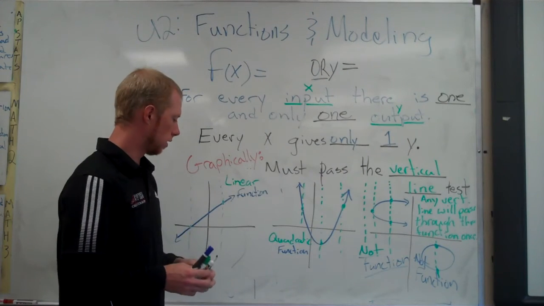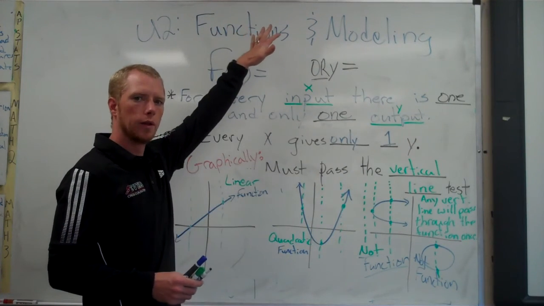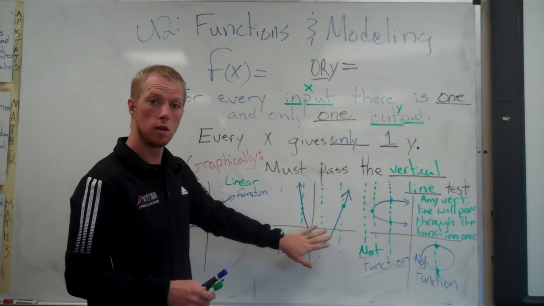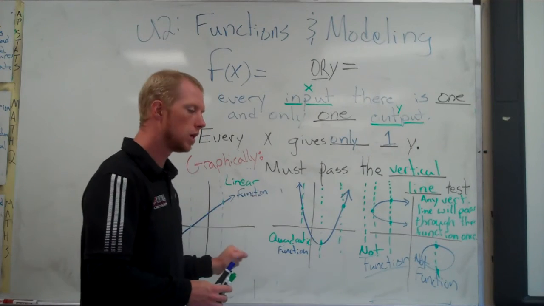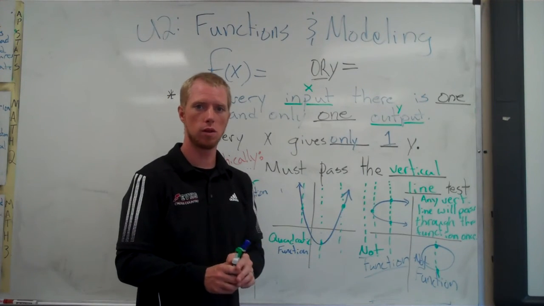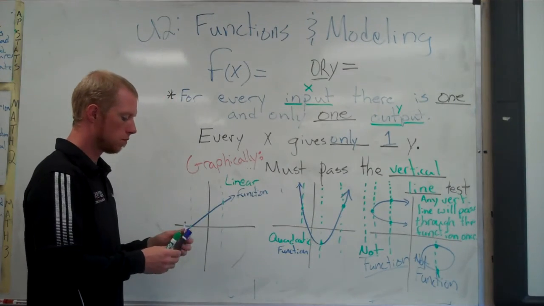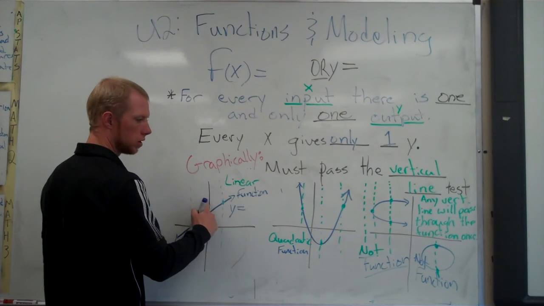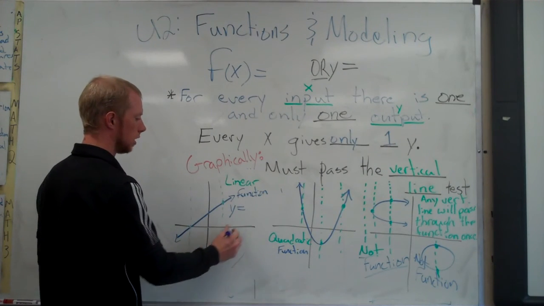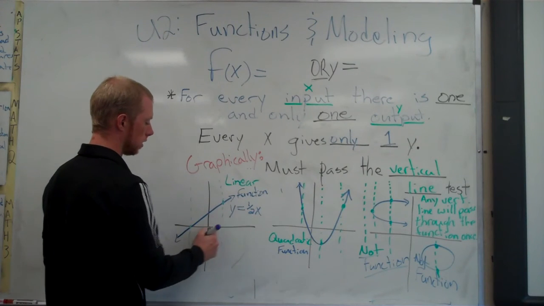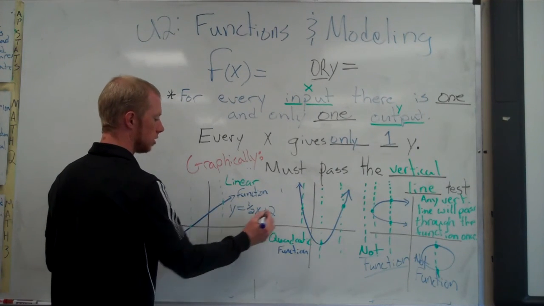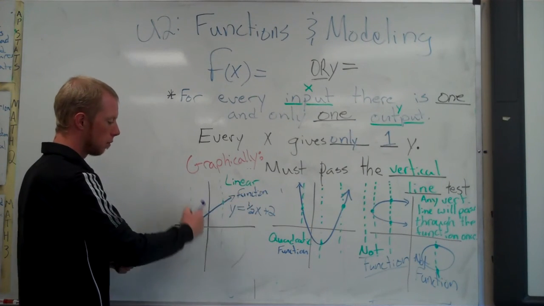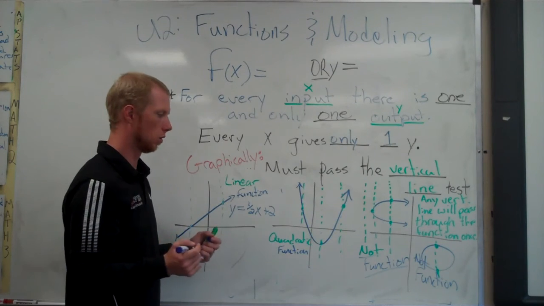So to summarize quickly, what we have is functions and modeling. We have equations, and equations can always be graphed. We can always come up with some inputs and outputs by creating a table of values. This might be the equation of, say, y equals 1/2 x plus 2. That's a linear equation, which is a function because any vertical line would pass through the graph only once.